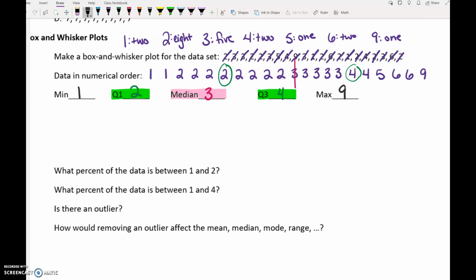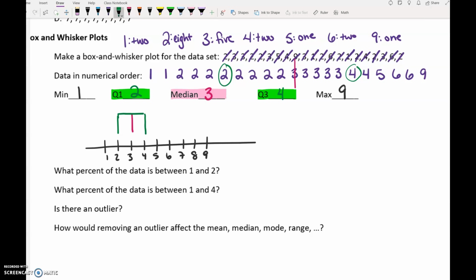Now we need to put this on a number line. When you draw a box and whisker plot, you are drawing it on a number line. So I'm going to do 1, 2, 3, 4, 5, 6, 7, 8, 9. The median is a line. So our median is 3, so above 3 I'm going to draw a line. The quartiles also are lines, so I'm going to put lines at 2 and 4.